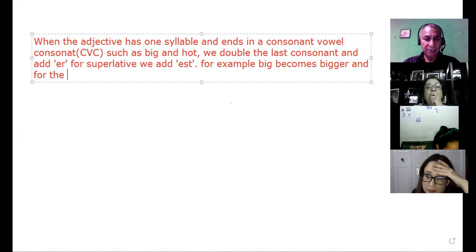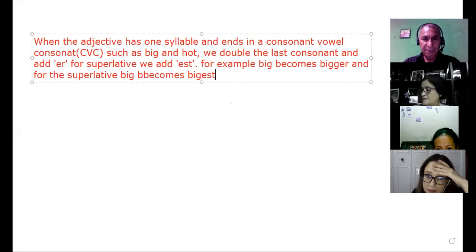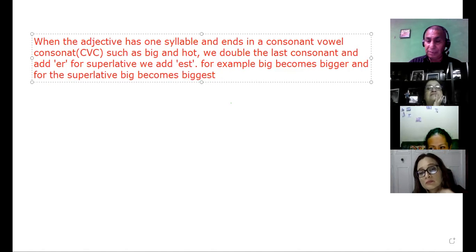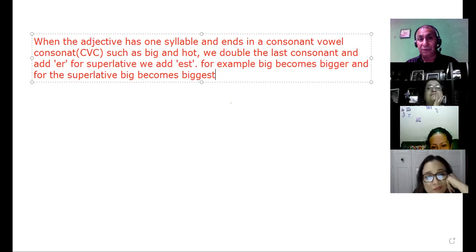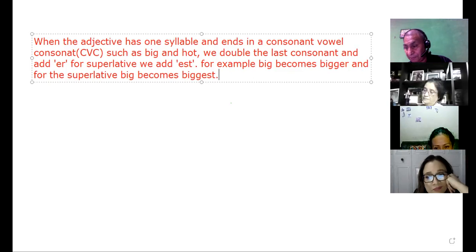And for the superlative? Biggest. Is that correct? Yes. Missing the G. Very good. Okay, so big becomes biggest; at this moment we're not comparing this one to anything, so it becomes biggest, unless we're comparing to something else. So biggest. Very good. Okay. So remember, consonant, vowel, consonant is the pattern.